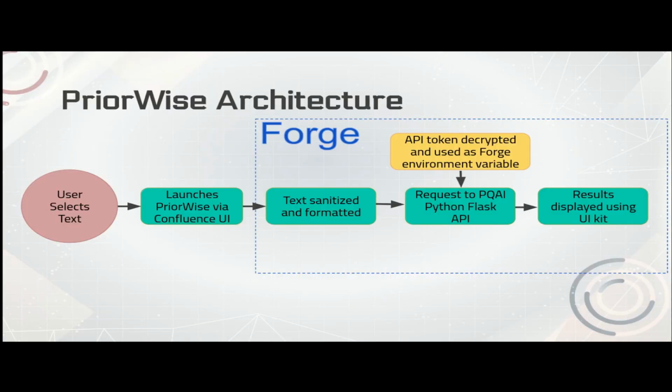As you can see from our architecture, users invoke PriorWise from Confluence. The text is taken to Forge and sanitized for use in an API query. Forge decrypts the API token, and then we make the request. The resulting similar papers and patents are returned to us, and we use UIKit to display the results beautifully alongside the user's text. Now let's take a look at PriorWise in action.